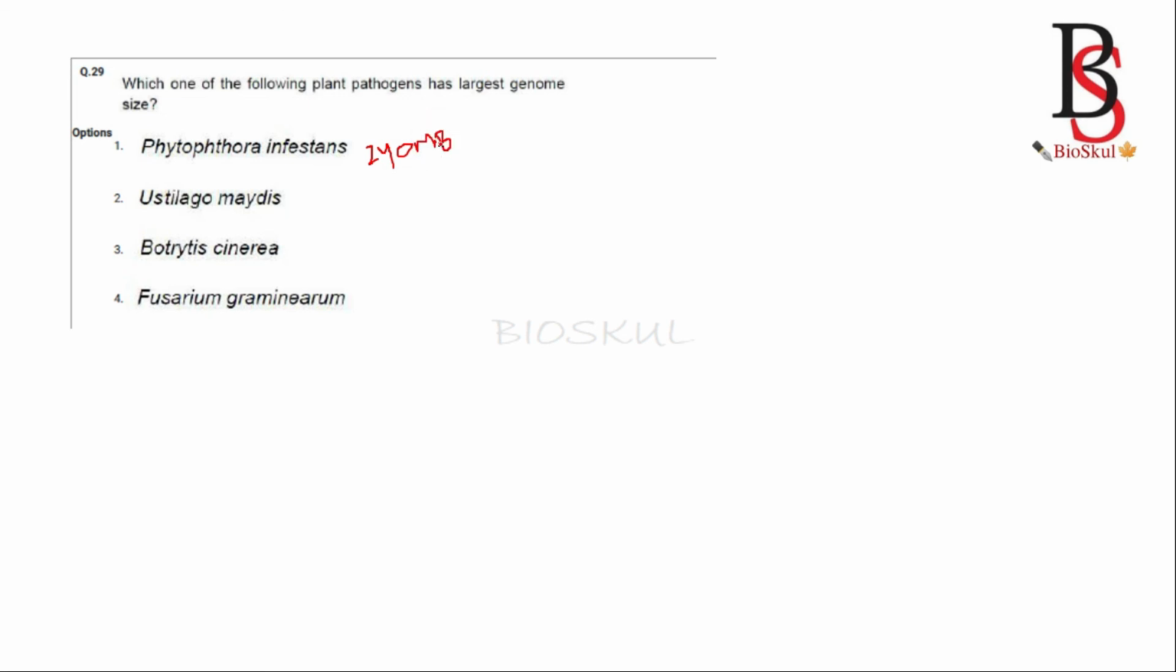And Ustilago has around 20 MB genome size. And Botrytis has about 40. And Fusarium graminearum, the genome size is 37. So which one is the correct answer? Which of the following plant pathogens has the largest genome size? That is Phytophthora infestans. Okay, the correct answer is option 1.